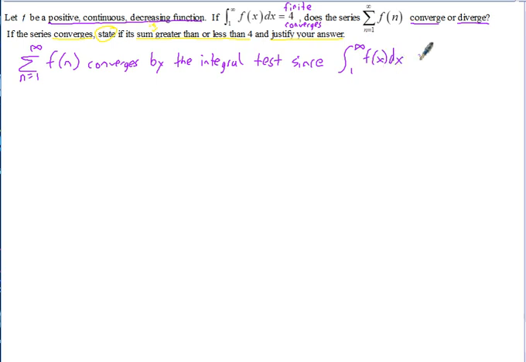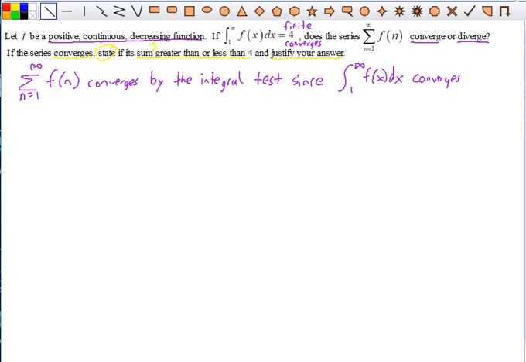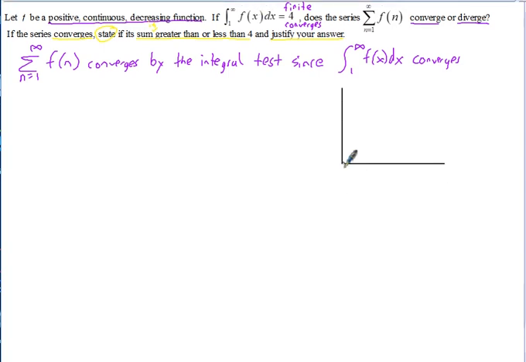This integral converges. But to see whether it's less than or greater than 4, the easiest way to think about it is graphically. So if we sketch what this graph could look like, just a rough sketch, notice that we know it's positive, continuous, and decreasing. In order to stay positive, it would have to be concave up, wouldn't it? Because if it was linear, it would eventually become negative. If it was concave down, it would become negative. The only way it can stay positive is if it looks something like this, concave up, so it's always above the x-axis.